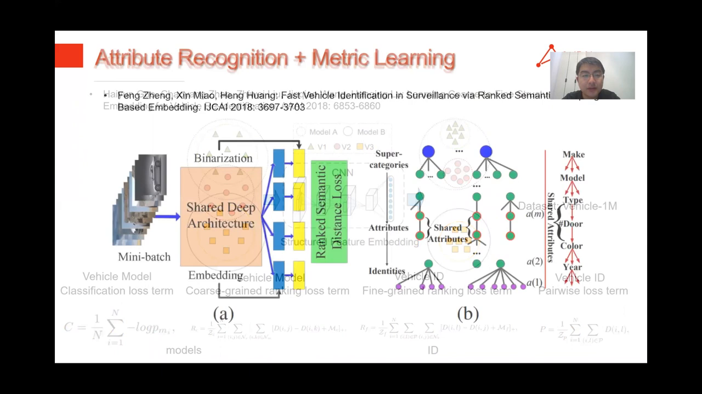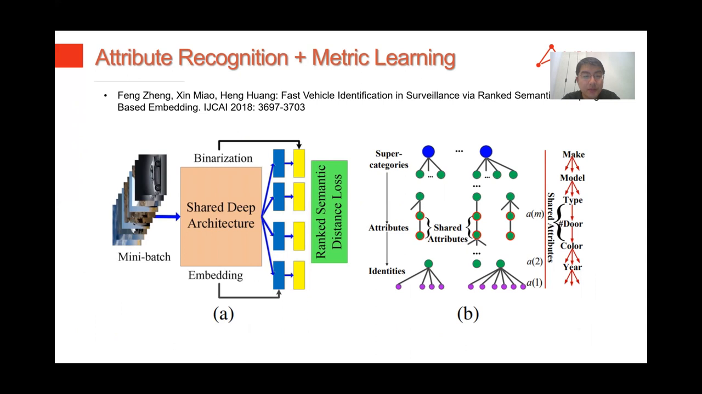This paper proposed a rank semantic sampling guided binary embedding method for fast vehicle identification. The search can be conducted by efficiently computing similarities in the projected space. Unlike previous methods using random sampling, this method designs tree-structured attributes to guide the mini-batch sampling. The ranked pairs of hard samples in the mini-batch can improve the convergence of optimization.